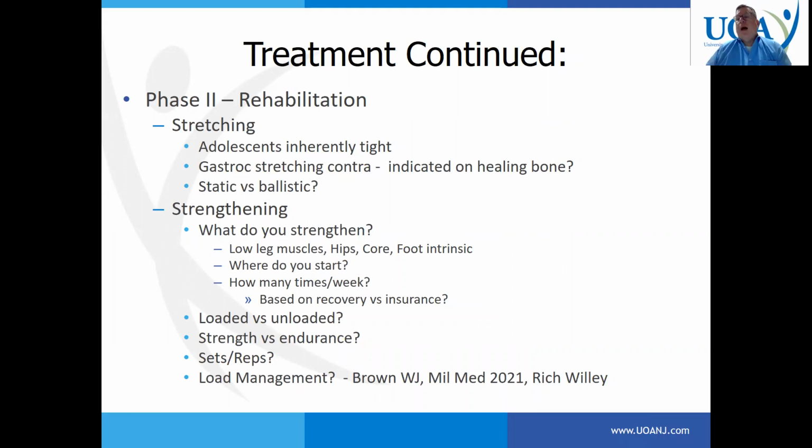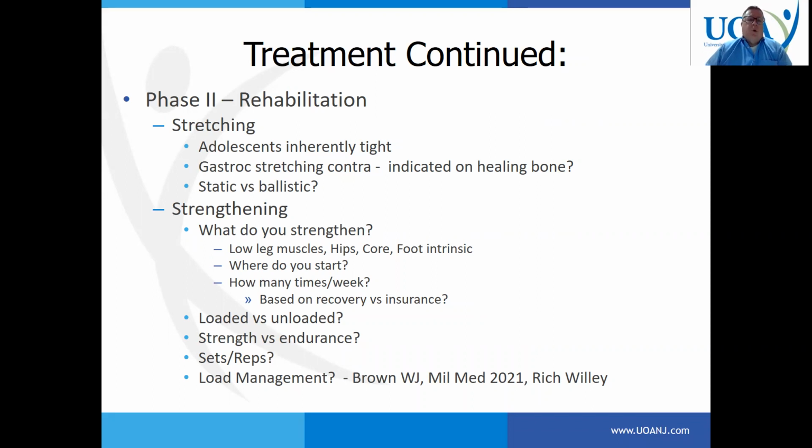I think there's more value of repetitive stretching over a longer period of time than there is in short bouts of static stretching. There's also some people that call into question the value of gastroc stretching early on in the recovery process because they feel that it negatively impacts the healing bone. So just some things to think about with recommending stretching.